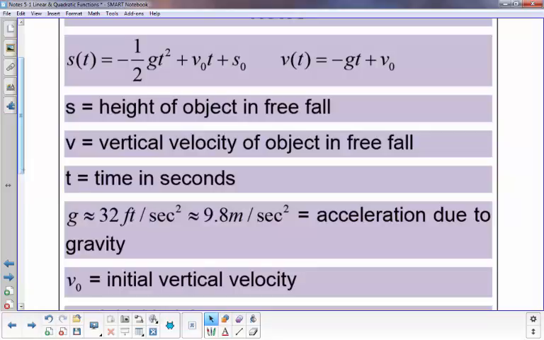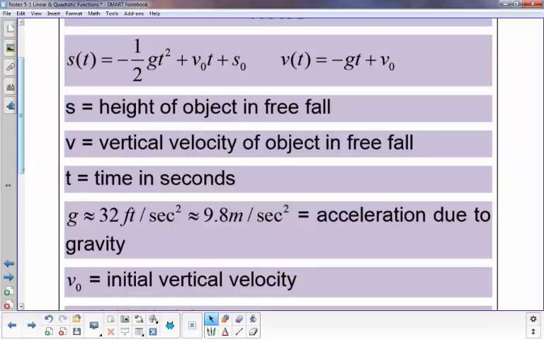All right, so what are these each of? Well, s is the height of an object in free fall. So the first equation tells us the height of any object, tennis ball, baseball, a bowling ball, whatever, at any point based on time. v is our vertical velocity of an object in free fall. So v of 0 is our initial velocity. v of t is our velocity at any point based on time. And t is our time in seconds. We're always going time per second.